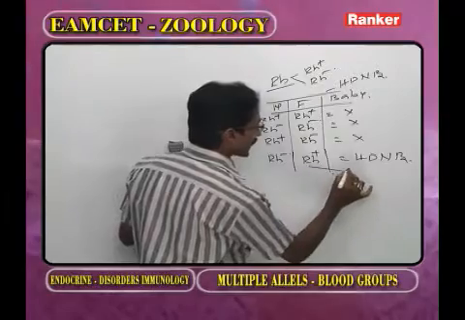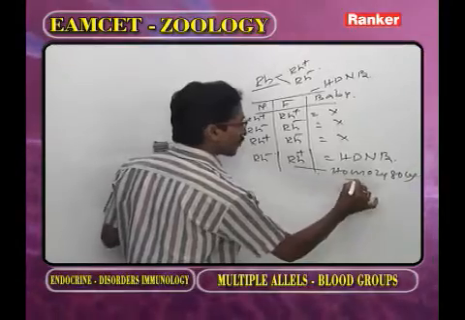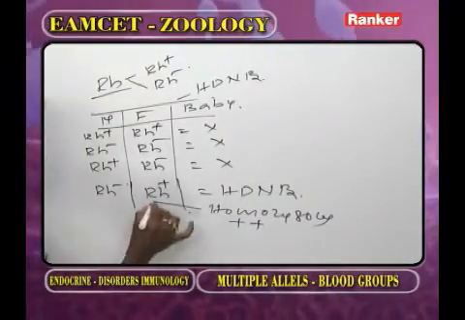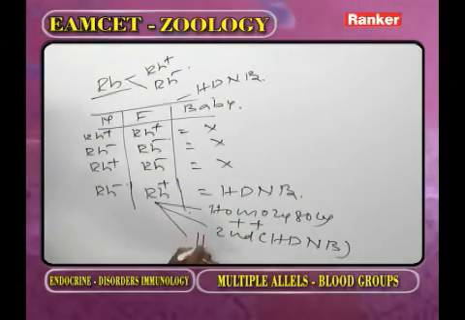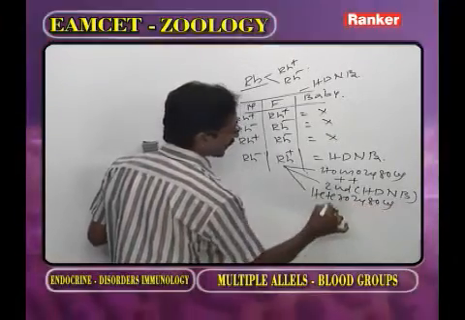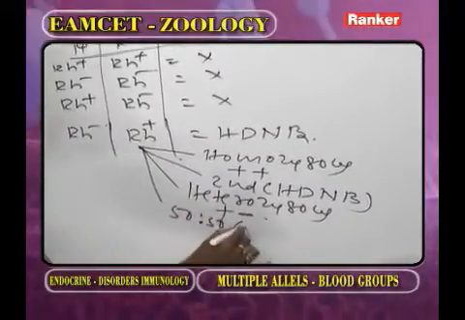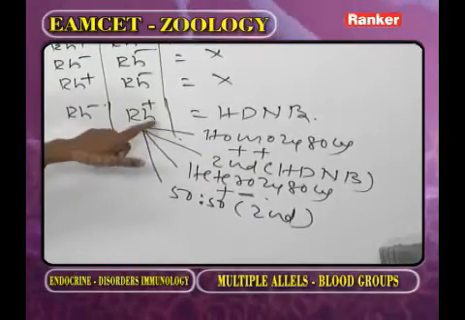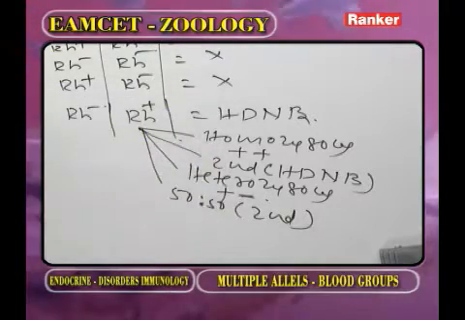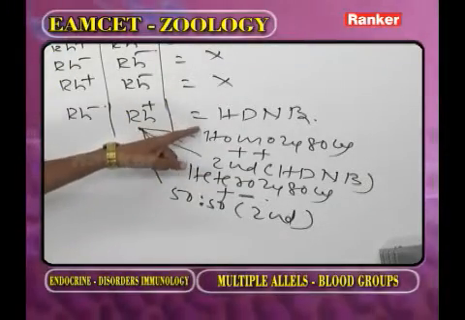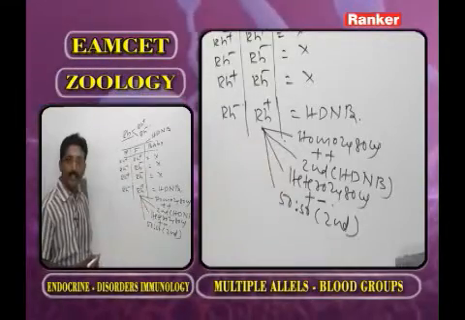If the father is homozygous for Rh antigen, no doubt the second child definitely gets HDNB. If the father is heterozygous for Rh antigen, there is a 50-50 chance of HDNB to the second child. If the father is homozygous for the Rh antigen, definitely the second baby gets HDNB. The second baby dies. If the father is heterozygous for the Rh antigen, the second baby may or may not get the HDNB.